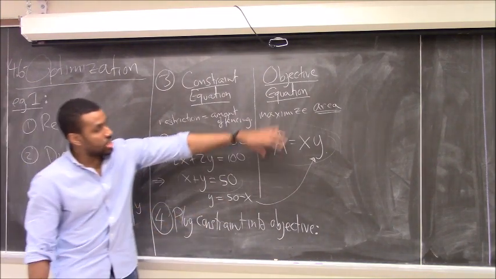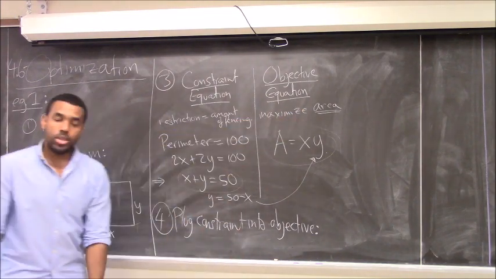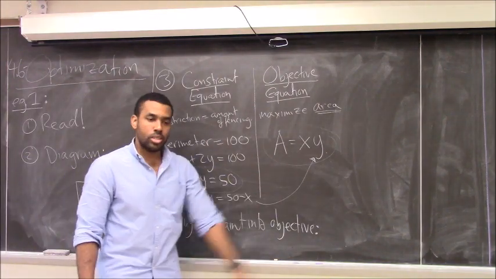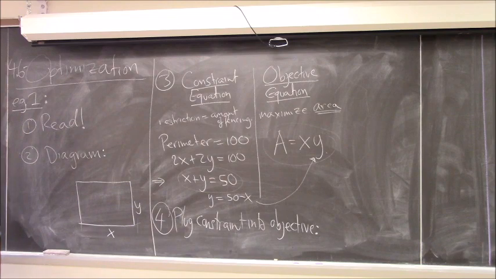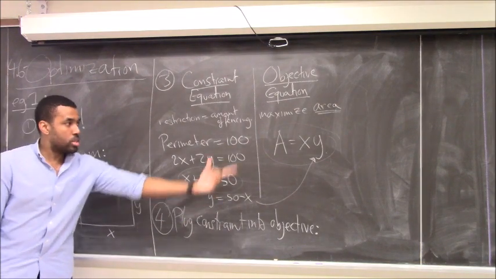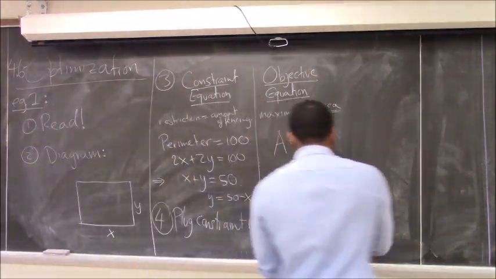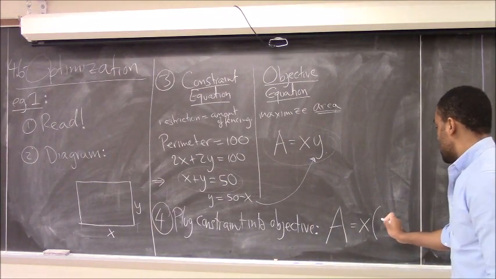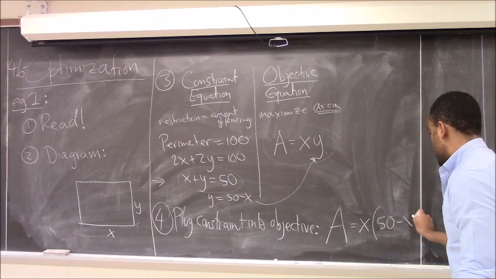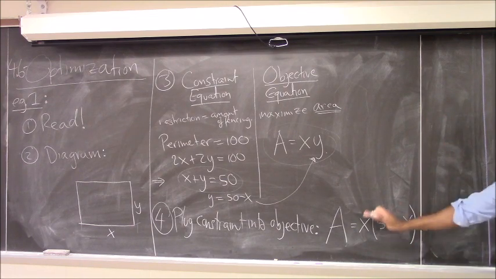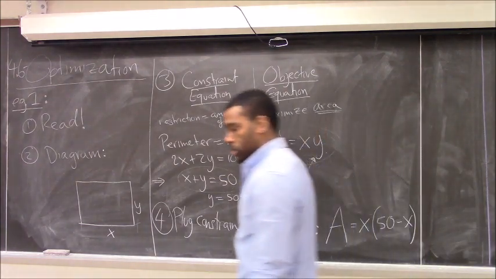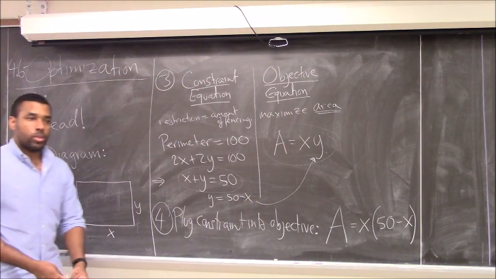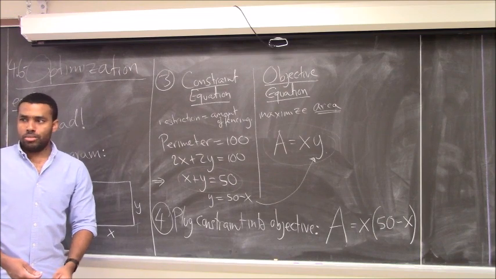Right? So notice my objective equation has 2 variables. We don't know multivariable calculus, we only know single variable calculus, so to deal with 2 variables is not something we know how to do. So we want to get it in terms of 1 variable, so we use a constraint, plug it in there, and so the new objective now is x times (50 minus x). So this is now my area function in terms of one of the variables. Any questions so far?